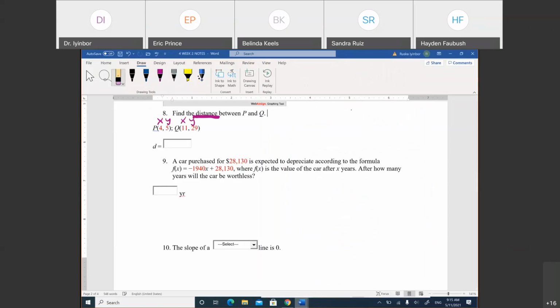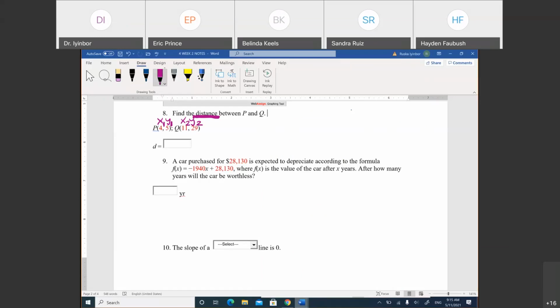Now, it doesn't matter which point you're going to pick to be the first one. Let's say P is the first, so it's going to have 1 and 1. Q is the second, it's going to have 2 and 2. If you do it backwards, it's still going to be the same answer. Okay? So this is how you name each number.